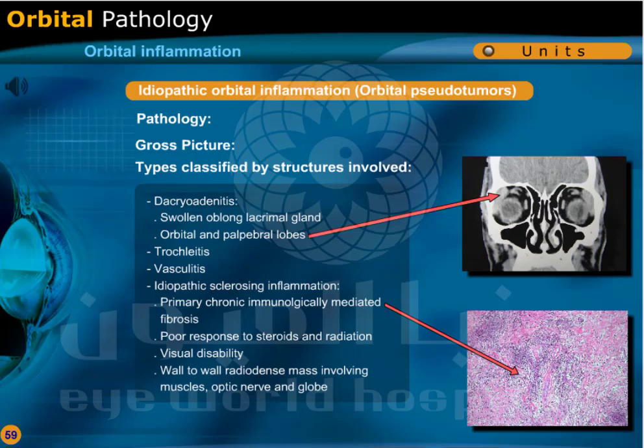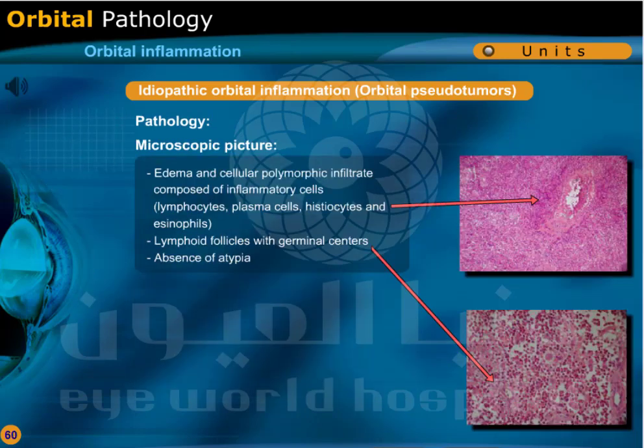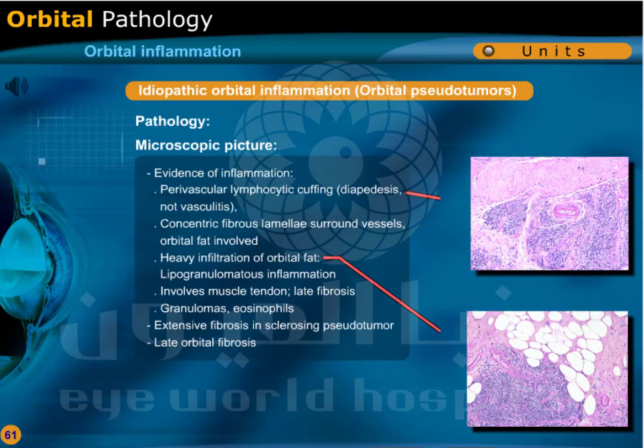Primary chronic immunologically mediated fibrosis, showing poor response to steroids and radiation. Visual disability is present. Wall-to-wall radiodense mass involving muscles, optic nerve, and globe. Microscopic picture: edema and cellular polymorphic infiltrate composed of inflammatory cells, lymphocytes, plasma cells, histiocytes, and eosinophils. Lymphoid follicles with germinal centers. Absence of atypia. Evidence of inflammation: perivascular lymphocytic cuffing, diapedesis, not vasculitis.